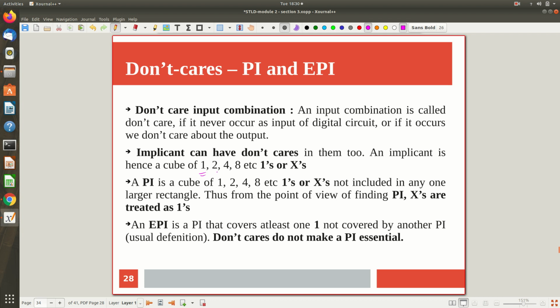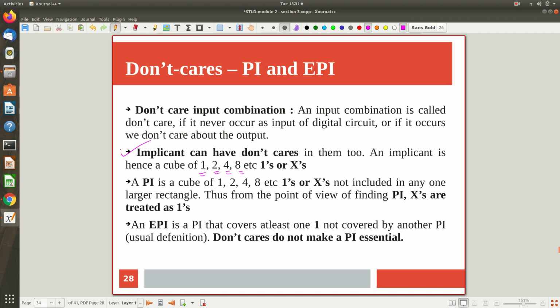So it can be groups of 1, 2, 4, 8 ones. So there are many implicants, right? And now the don't cares are also implicants. That is the thing. You can include the don't care. You can assume the don't care to be 1, and you can make any number of implicants. So just treat the don't care as ones when you count the number of implicants.